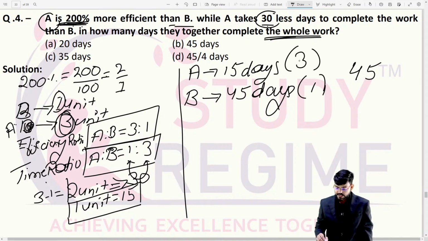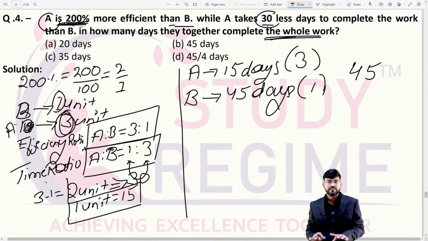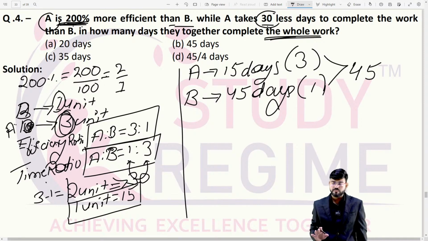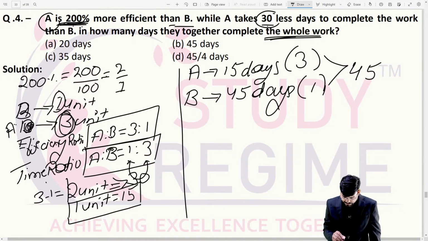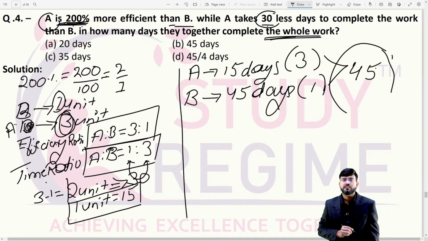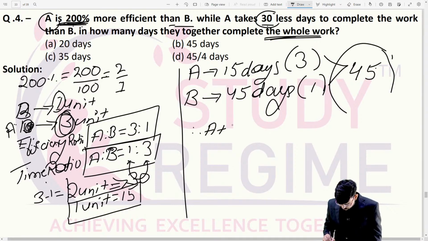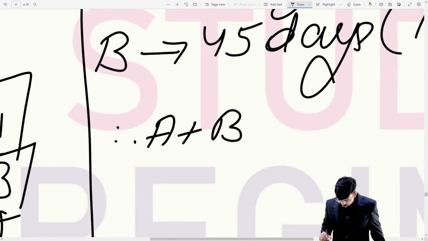From where am I getting 3 and 1? Divide 45 by 15, you will get 3. Divide 45 by 45, you will get 1. That means A is doing 3 units of work in a day, B is doing 1 unit of work in a day. The question is asking in how many days together they complete the whole work. We have calculated the value of the whole work. The whole work is 45.